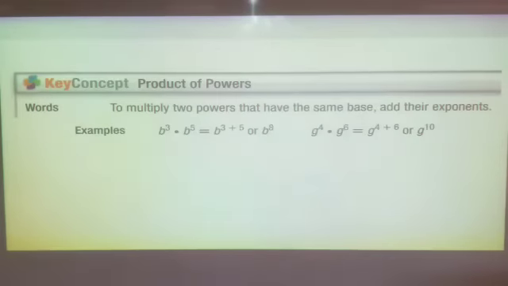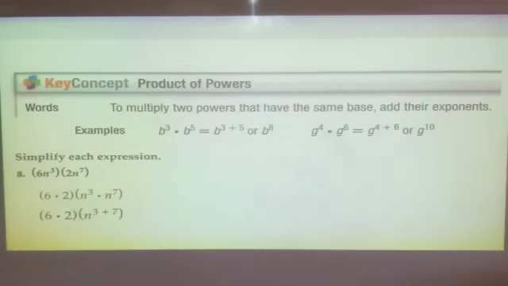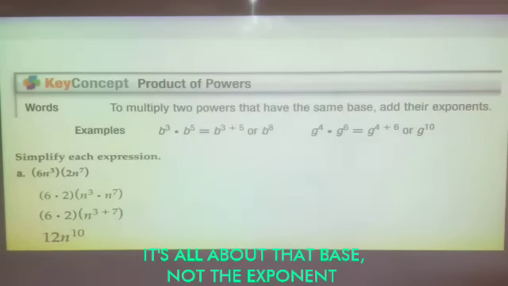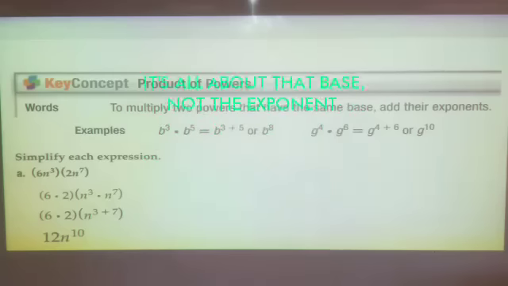You want to try a couple? Well, take a look at the first one. Simplify that. We have two numbers that we can multiply together, and we also have two n's that we can multiply together. So 6 times 2, and then n to the third times n to the 7th, but they have the same base. You know it's all about that base. So add those, and you get 3 plus 7, which is n to the 10th. And we multiplied our 6 times 2, and that's how we got our 12.